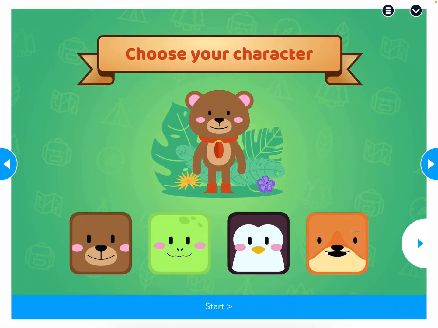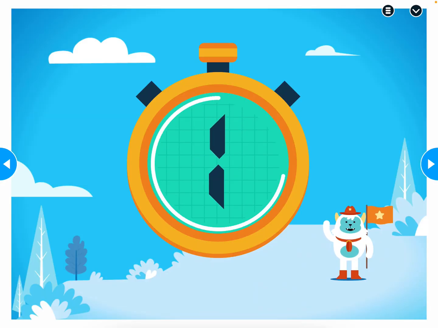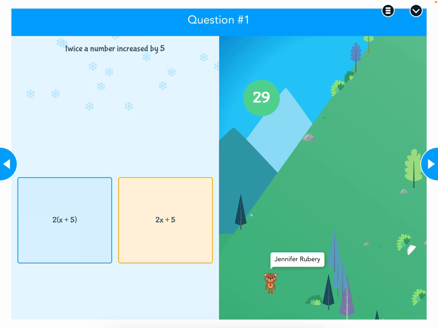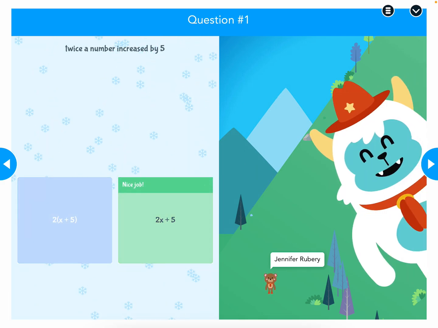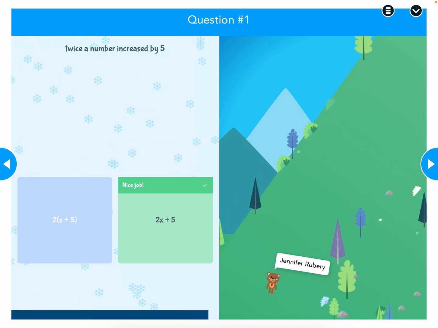All right, let's try some examples and a time to climb. So our first question, twice a number increased by 5. So we have to decide if there's parentheses or not. I don't see anything about sum of, just twice a number increased by 5 would give me that choice there, 2x plus 5.